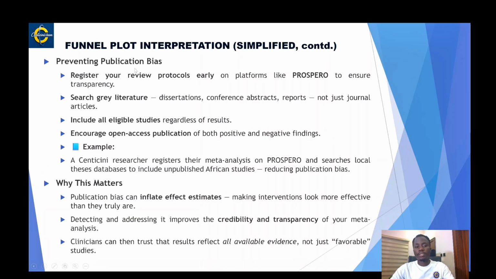There are a lot of ways to prevent it: registering your review protocols early, to reduce people that are going to challenge you, searching good literature, including eligible studies, and encouraging open access publication. These things are very important whenever you're submitting and making claims about this. Publication bias can inflate effect sizes. Detecting and addressing it also improves the credibility and transparency of your meta-analysis. And again, clinicians can then trust that results reflect the available evidence.